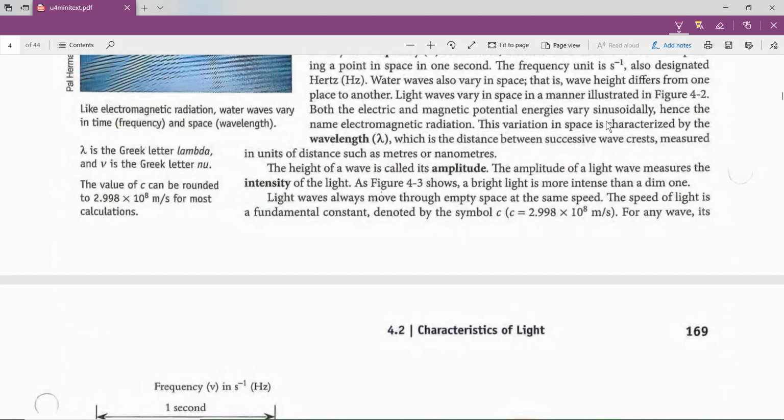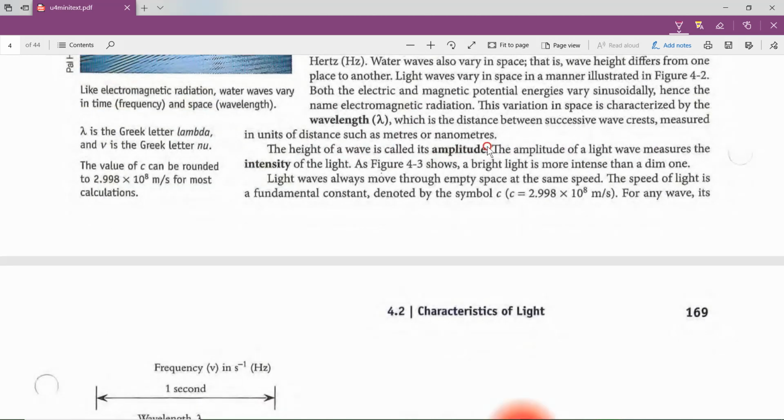The height of a wave is known as the amplitude. It's given by the letter capital A, and its units are meters. It's the displacement from equilibrium, and it measures the intensity of light, how intense a light is. A bright light is more intense than a dim one. Okay. Light waves always move through empty space at the same speed, the speed of light, 2.998 times 10 to the 8 meters per second. In this course, we'll just round it to 3 times 10 to the 8 meters per second.